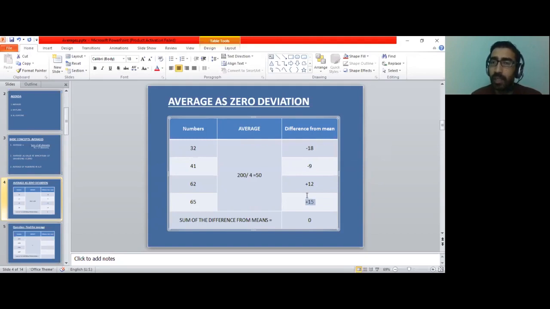So that is essentially what average can also be seen as: the amount by which the entities that are less than average fall short is equal to the amount by which the quantities that are greater than average exceed it, in sum. So average is essentially that limit at which the sum of the differences from the mean comes out to be 0 for the whole group.